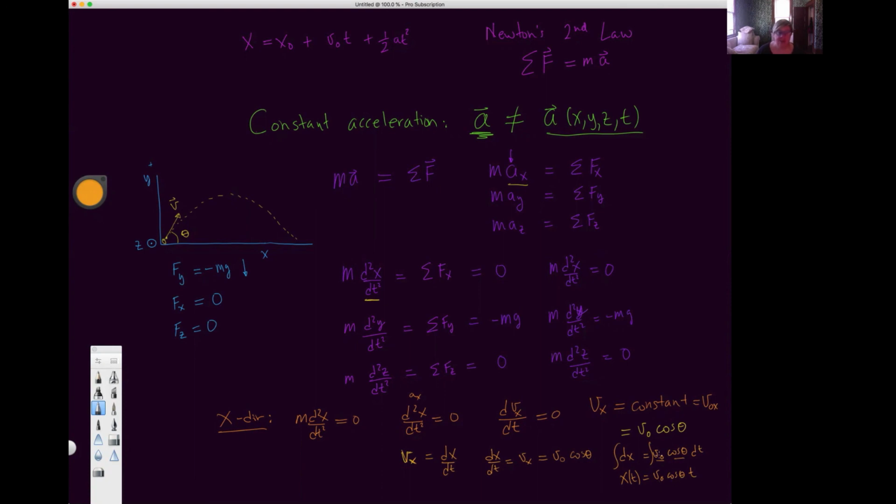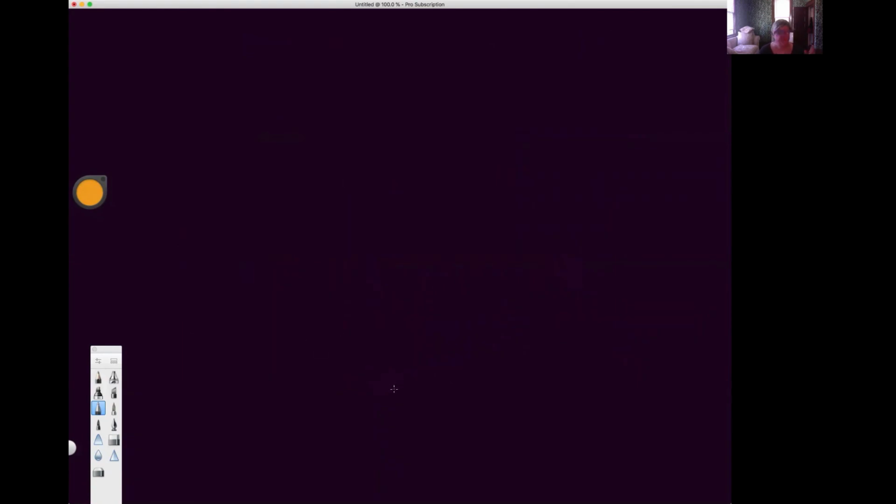Okay, let's do the y direction. Okay, let me get a new layer. And again, if I'm going too fast for you, of course, that's the beauty of video, you can pause it. Okay, let's do the y direction. Remember our differential equation in that case was m d squared y dt squared is equal to minus mg, okay? So here we can get rid of the m's on both sides and we end up with this differential equation, which is equal to minus g.